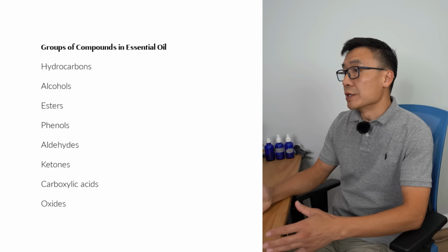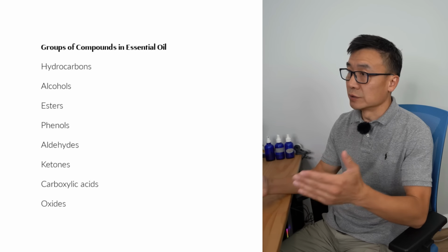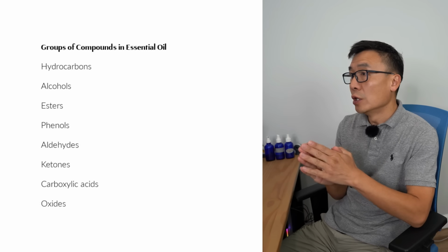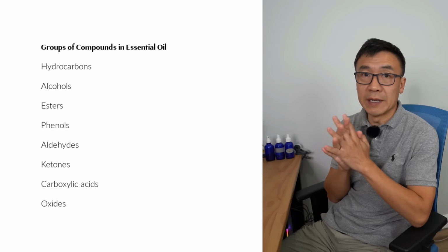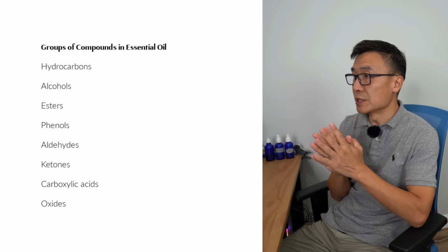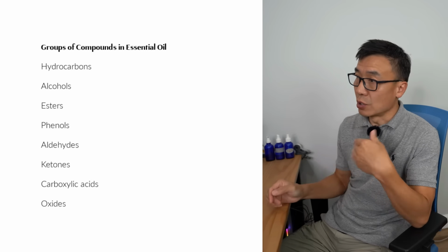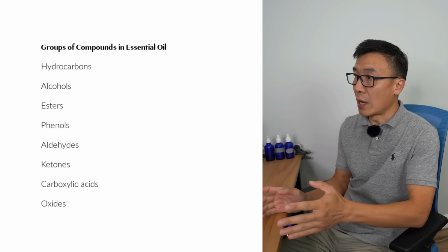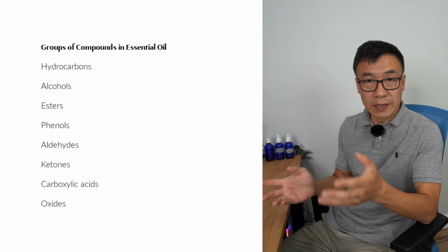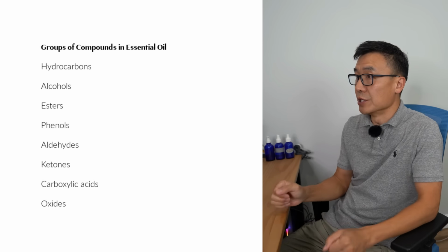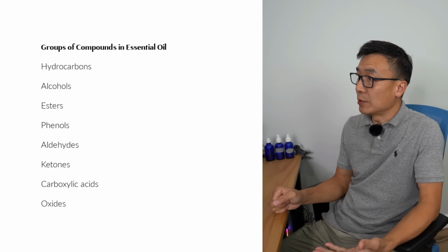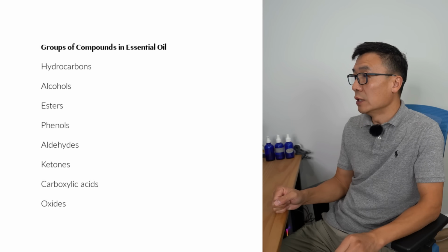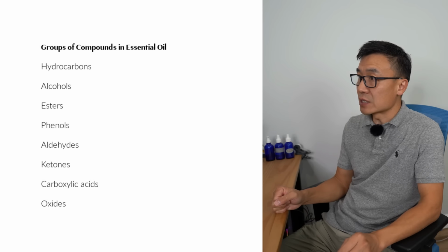Essential oil is a mixture of different kinds of chemicals. In general, we separate them into 8 groups. The first group is hydrocarbons, also called terpenes. Hydrocarbons are quite popular in nature, like gasoline. They have aroma, and they also bring antiviral and antiseptic benefits.